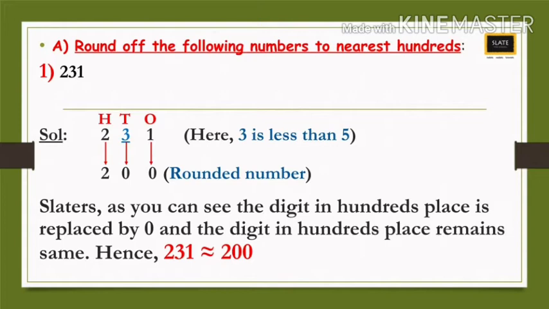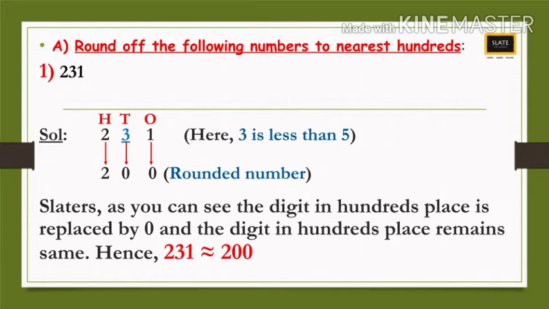Now what number did we get? Yes, 200. 200 is the rounded number. Therefore, we can say 231 is approximately equal to 200. So the nearest hundred for 231 is 200. Understood, my dear sleepers? Now shall we move on to the second sum?